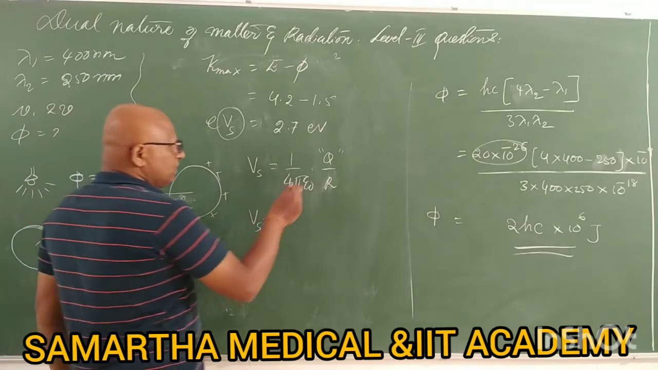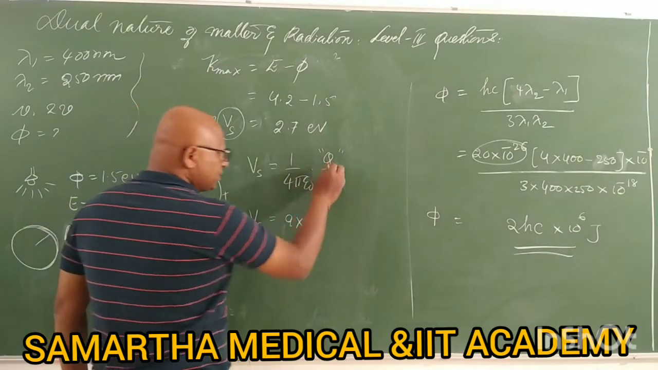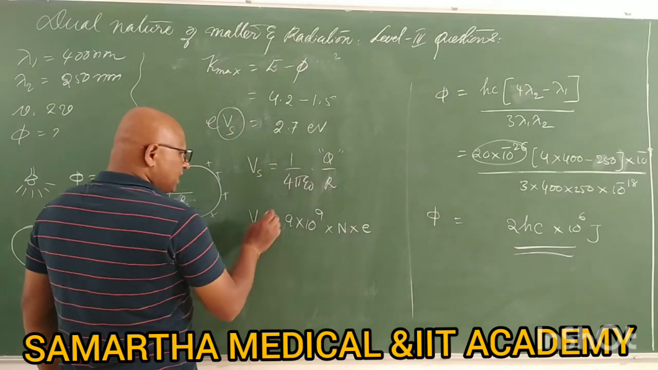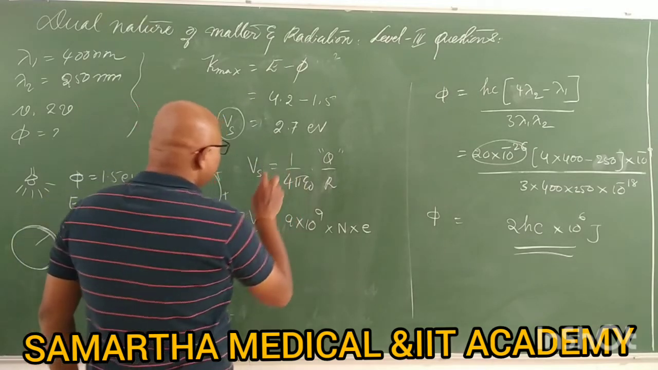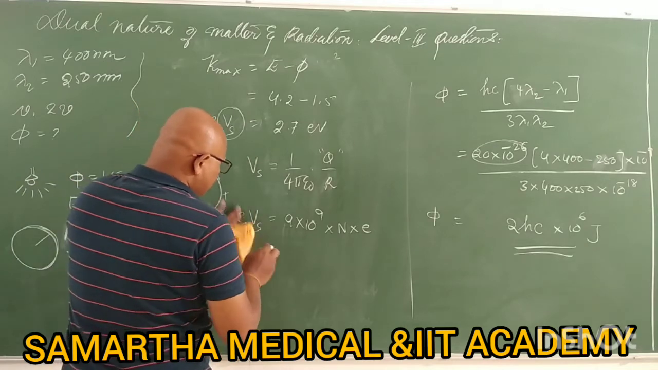Vs is equal to 1 by 4 pi epsilon naught, that is nothing but 9 into 10 to the power 9. Q is nothing but N, we don't know, and E, let's keep it as it is. Actually Vs is equal to this much. Now in the place of EVS we will substitute this. Okay, Vs is equal to this much.